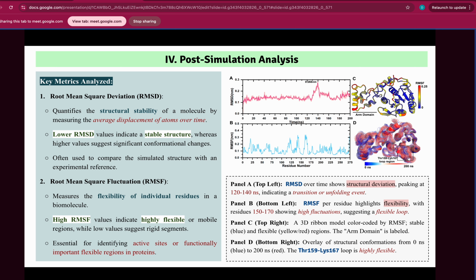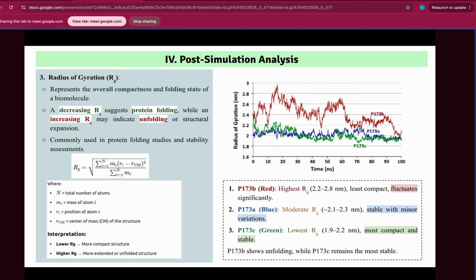After identifying the residues, they observed that from threonine 159 to lysine 167 there is a loop. This loop is highly flexible. That's why it is not properly overlaying on each other. This is to show you how the RMSD and RMSF calculations can help you analyze the protein. This will give you novel insights.